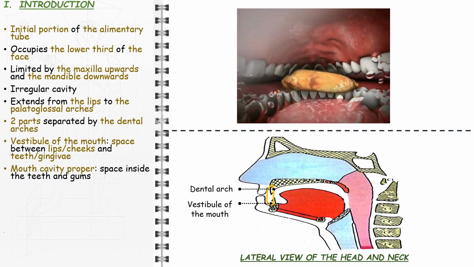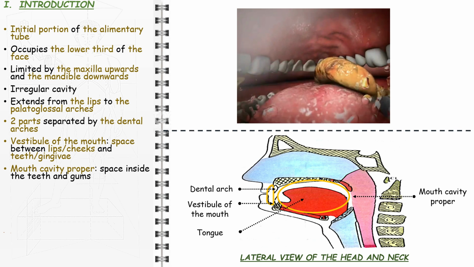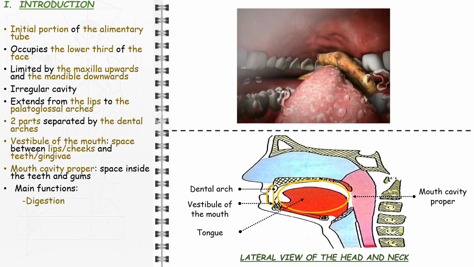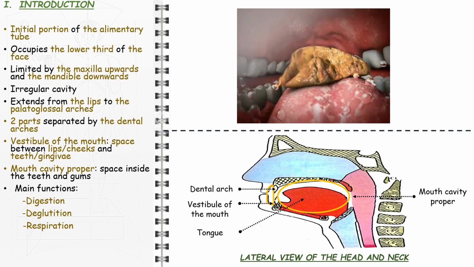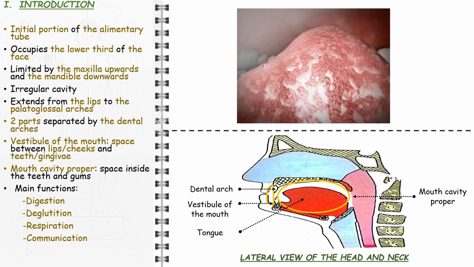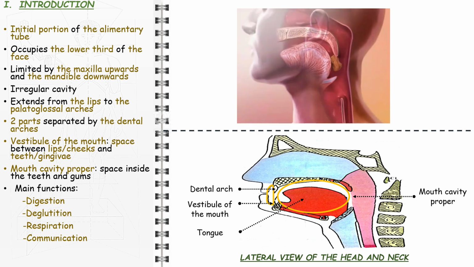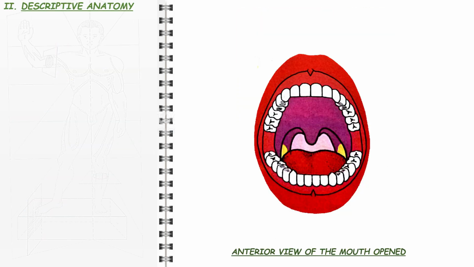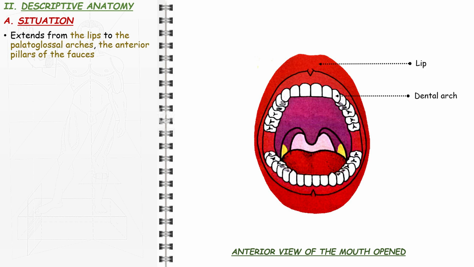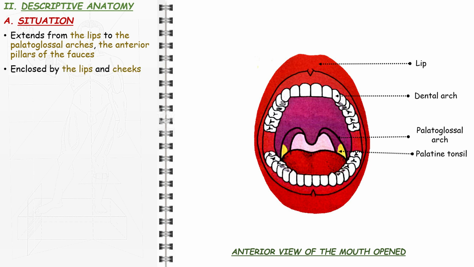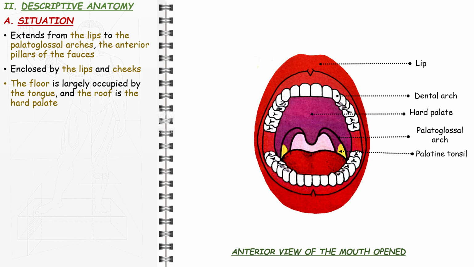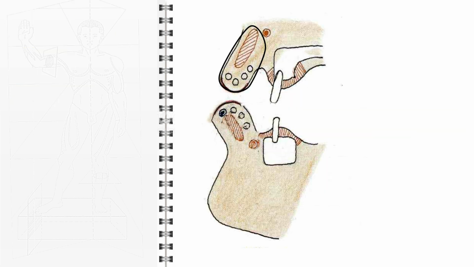The mouth is, thus, a complex that ensures four main functions: digestion, deglutition, respiration and communication. Although when closed, it is reduced to a slit, the labial cleft, bounded by the labia. The mouth extends from the lips to the palatoglossal arches, the anterior pillars of the fauces. It is enclosed by the lips and cheeks. The floor is largely occupied by the tongue, and the roof is the hard palate. Going through the different constituents of the mouth, let's begin with the vestibule.